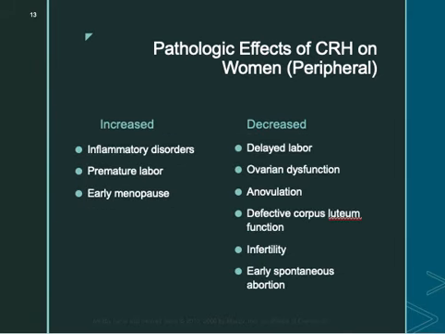At the peripheral level, CRH can have an effect as well. If there's increased levels, once again, it can have things like inflammatory disorders, or it can affect labor or premature labor. It can cause early menopause. Any decrease can cause delayed labor, ovarian dysfunction, anovulation, which is lack of ovulation, defective corpus luteum function, so that's like the lining of the uterus, issues with infertility or spontaneous abortion as well.